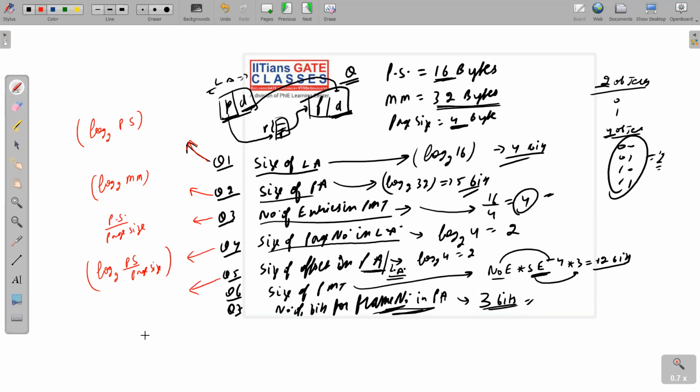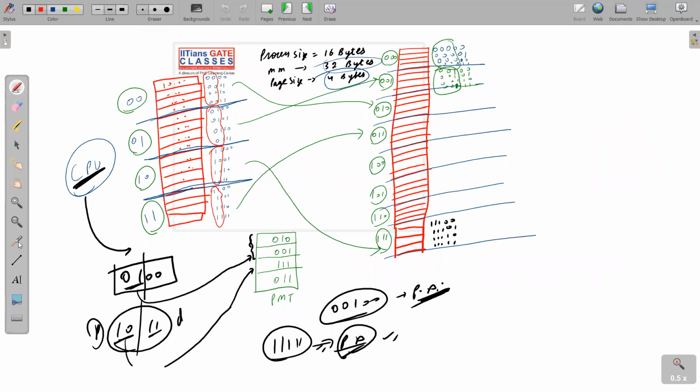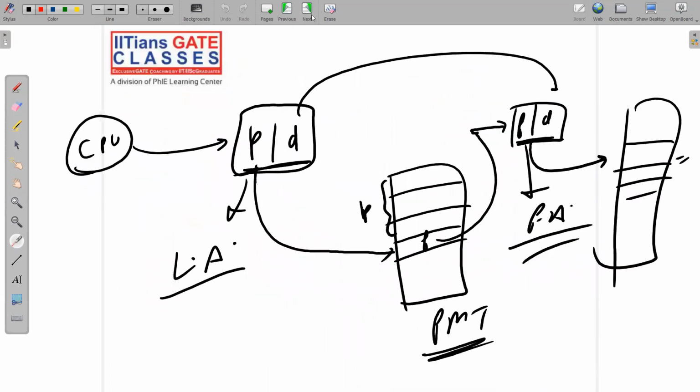Next, size of offset in physical address. Offset is very simple. You will say log base 2 page size. Whatever is the size of the page, you just do log base 2, and you will get the size of offset in physical address or logical address. For example, here you are having 2 bits, because page size was 4 bytes. To label 4 bytes, we need only 2 bits. Log base 2 of 4, that means 00, 01, 10, 11 and so on. So I think you have got it.